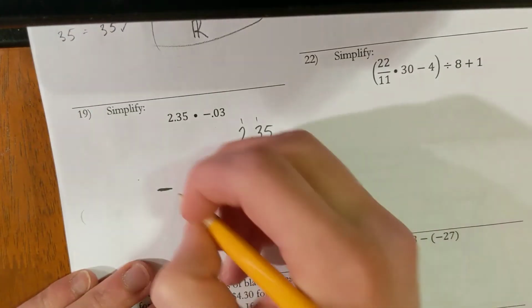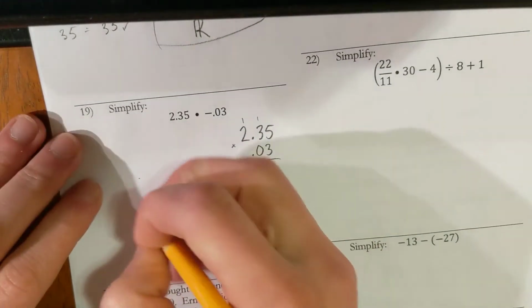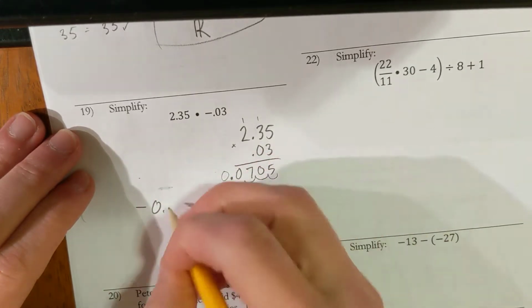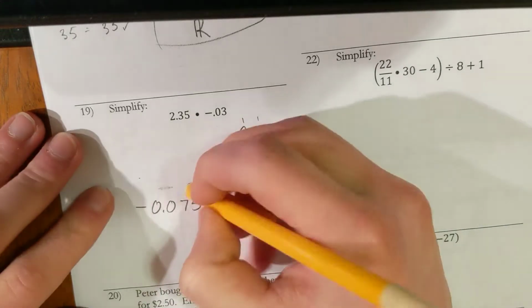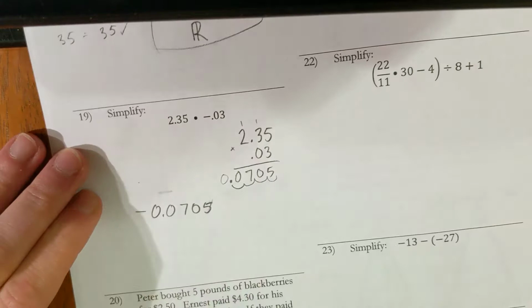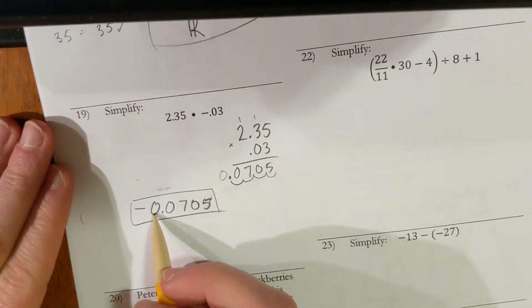So our answer is, I'm going to get rid of this negative sign, make sure I have enough room. It's negative 0. Put an extra 0 here. 0.705, messed that up. 0.0705. Okay, so this is our answer here. I will accept it without this 0 in the front. That's fine.